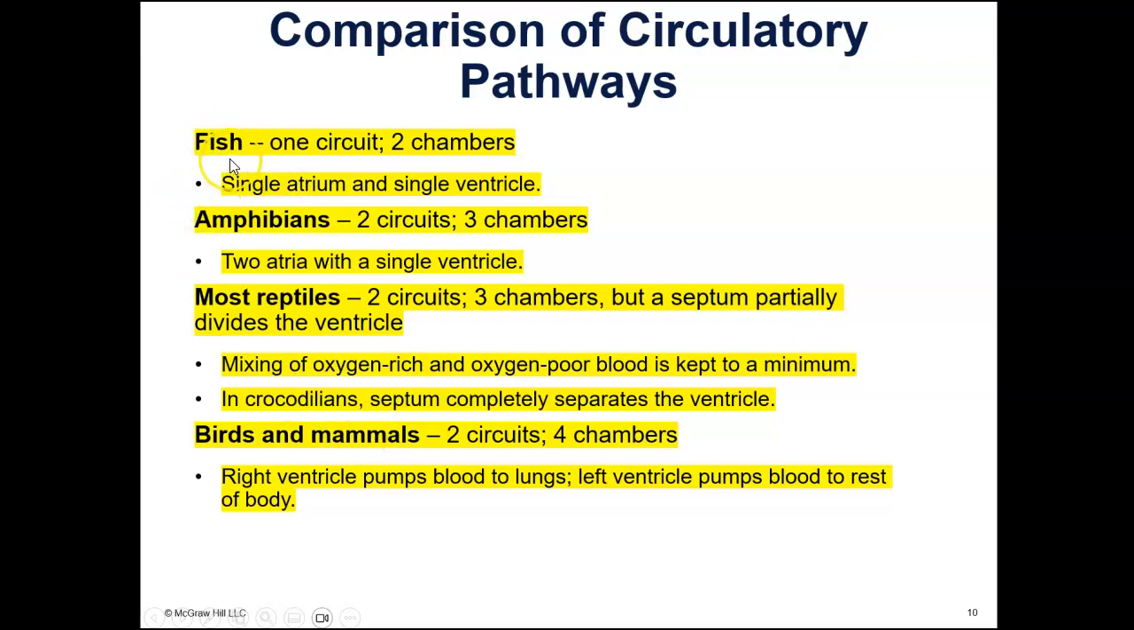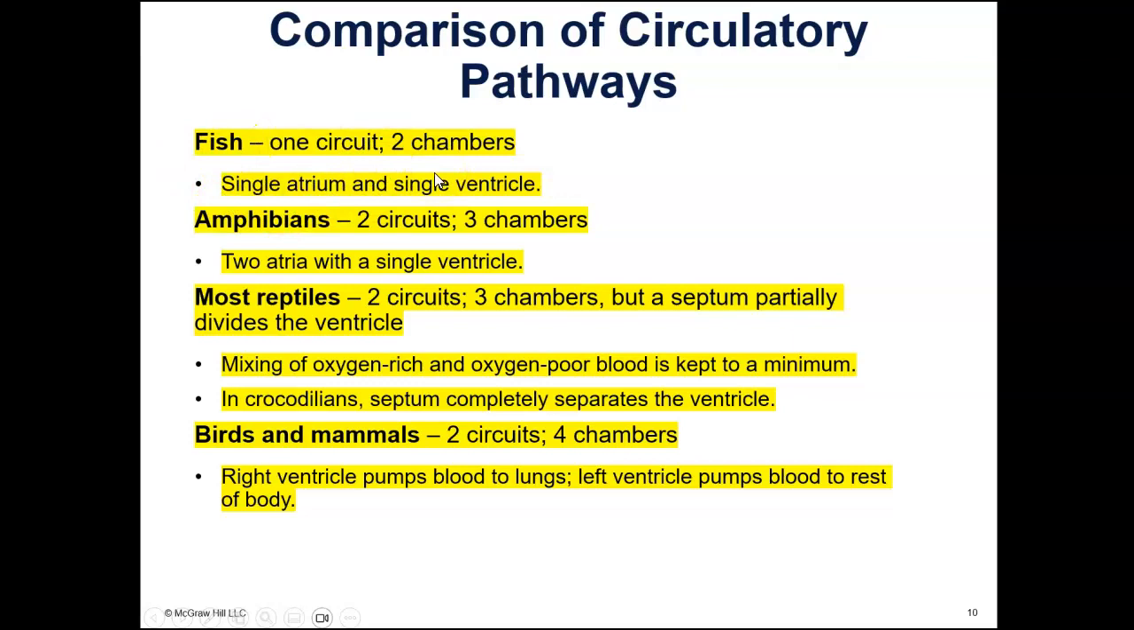Fish have one circuit, in other words, we have two circuits. We have the circuit that takes blood to our lungs to pick up oxygen, and then we have the circuit that takes blood to our body to deliver oxygen. Well, fish just have one circuit. Basically, the blood flows past the gills where it picks up oxygen, and then it goes on to the rest of the body and comes back to the heart in one single circuit.